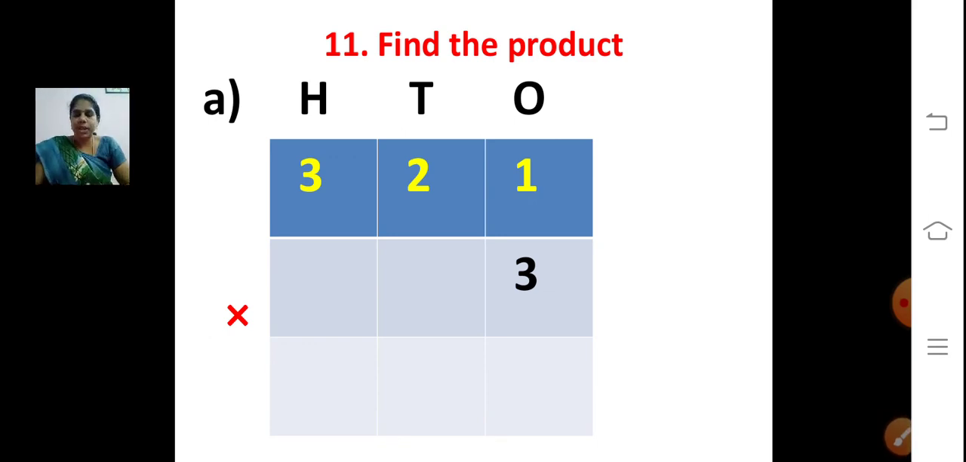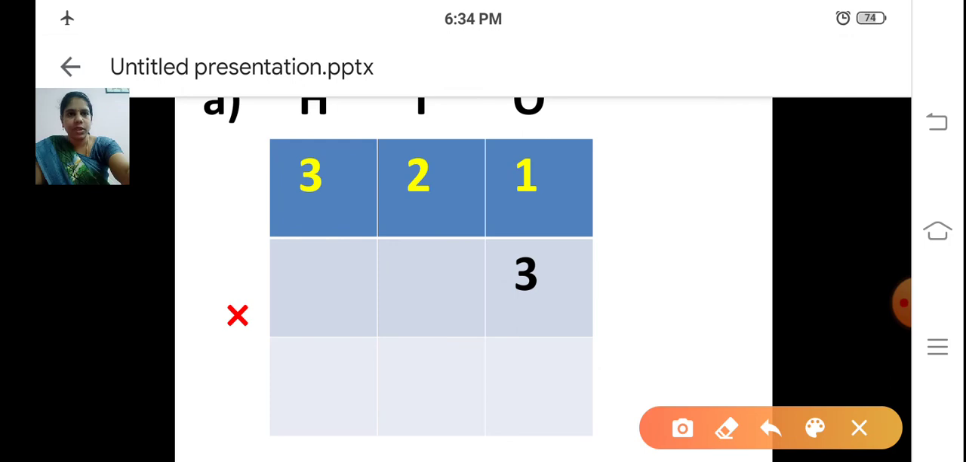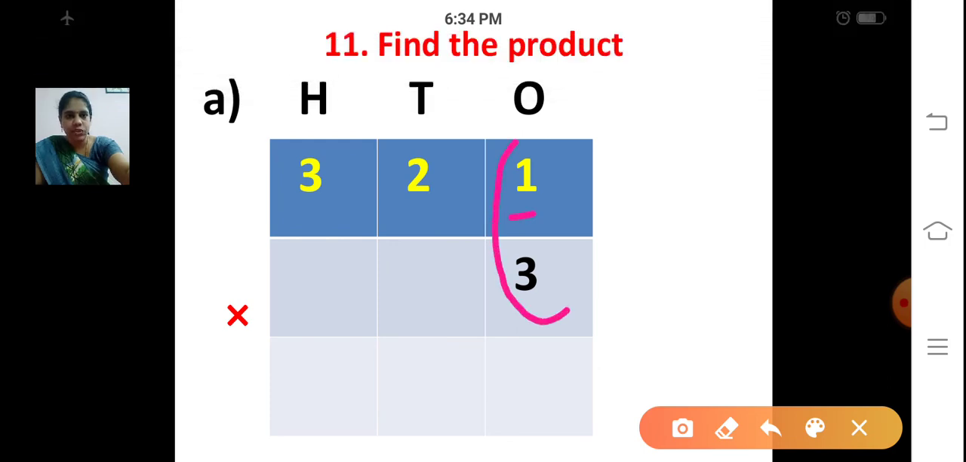Now we are going to multiply the 11th one. Find the product. A. We are going to multiply 321 into 3. We are going to multiply the two numbers. 321 is a 3-digit number, right? And we are going to multiply it by 3. So what is the first step? Take the digit at the ones place and multiply it by 3. So the first step is to multiply the digit at the ones place by 3. First, 1 into 3. What is 1 into 3? 1 three is 3.